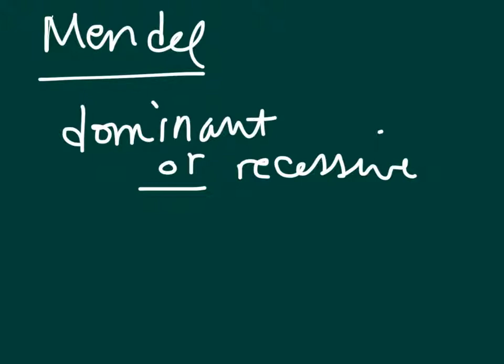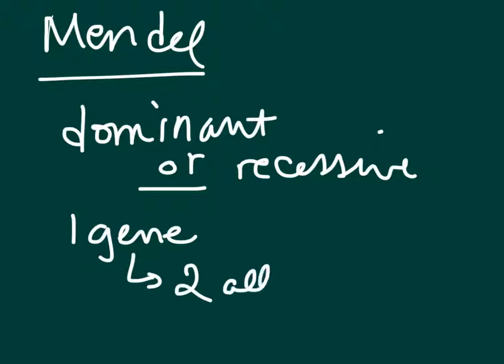Either you are tall or you are short. Either you have freckles or you do not. There's only two choices for every gene. So we call that one gene that has two alleles. Right? Our choice was either tall or short for the pea plants. Those are the only two options.